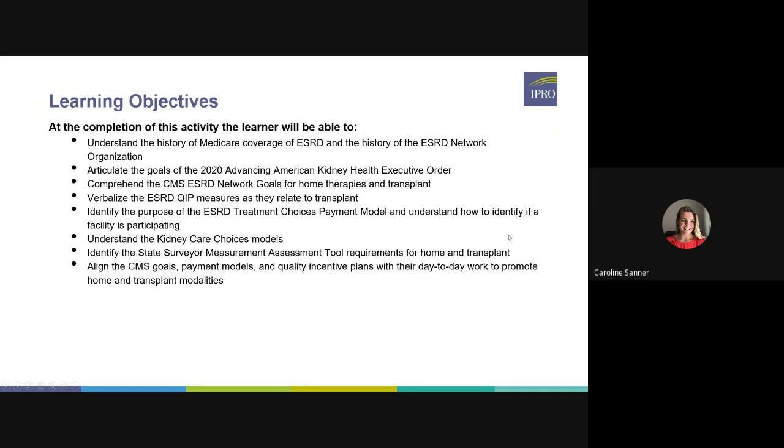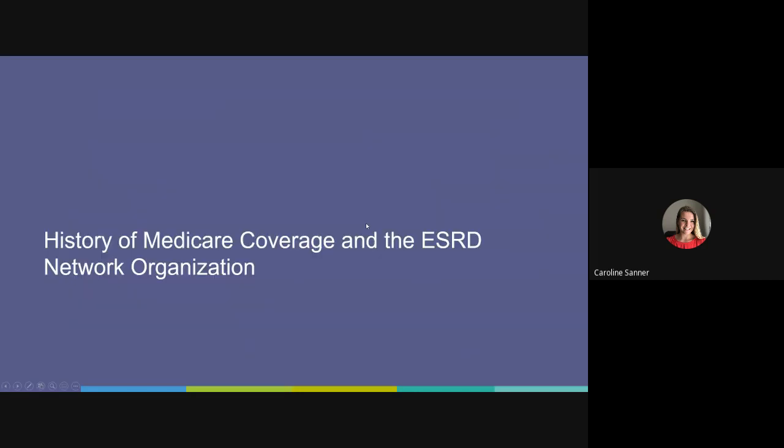Lastly, you will be able to align the CMS goals, payment models, and quality incentive plans with your day-to-day work to promote home and transplant modalities. Section 1 is going to provide a history of Medicare coverage and the ESRD network organization.